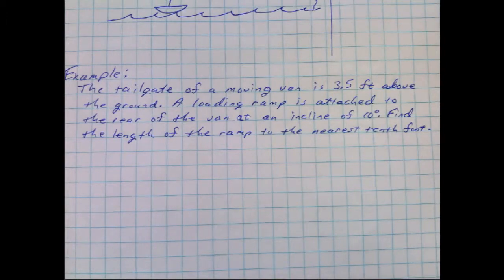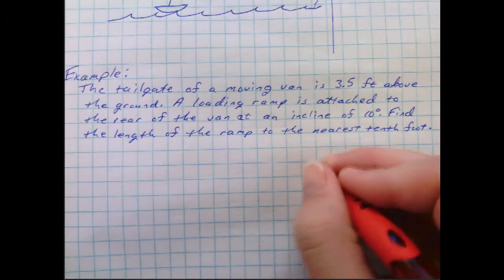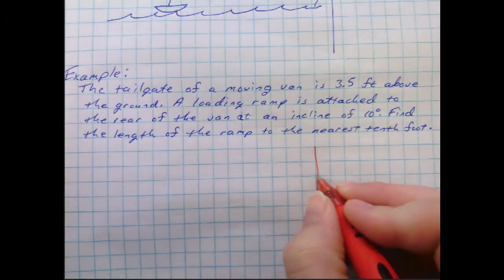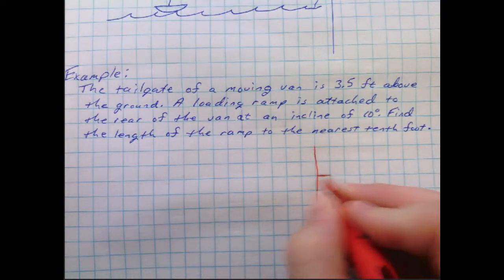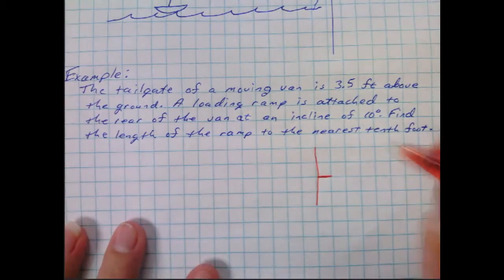So the tailgate of a moving van is 3.5 feet above the ground. A loading ramp is attached to the rear of the van at an incline of 10 degrees. Find the length of the ramp to the nearest tenth foot. So what does our picture look like? We've got the back of our moving van, and we have this tailgate sticking out here. And then we're going to attach a ramp to it.